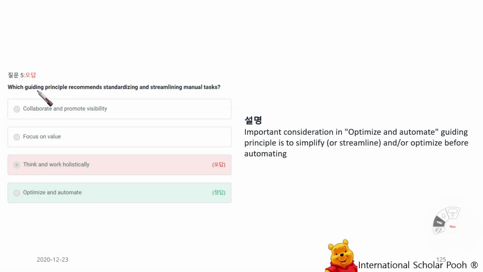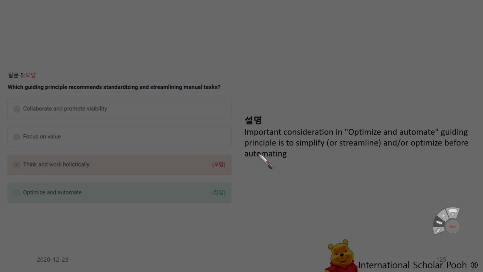Which guiding principle recommends standardizing and streamlining manual tasks? Optimize and automate. An important consideration in the optimize and automate guiding principle is to simply streamline and optimize before automating.